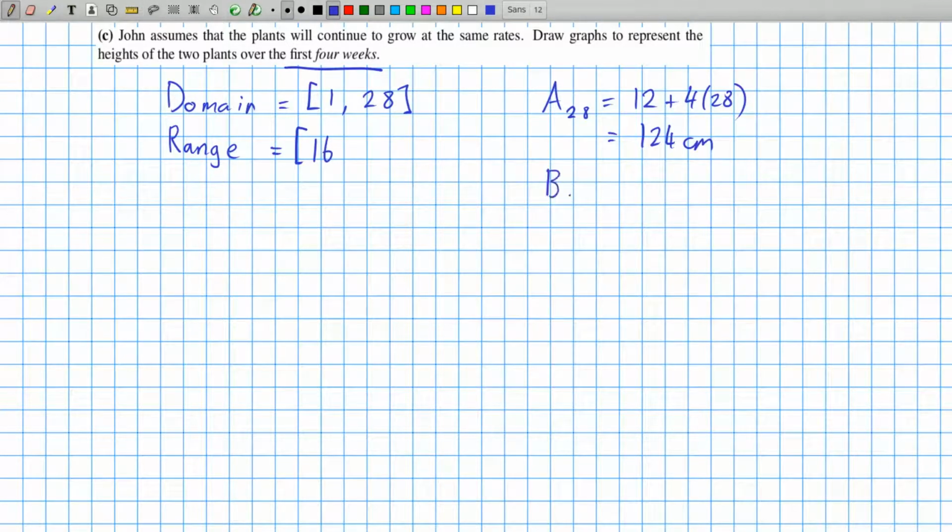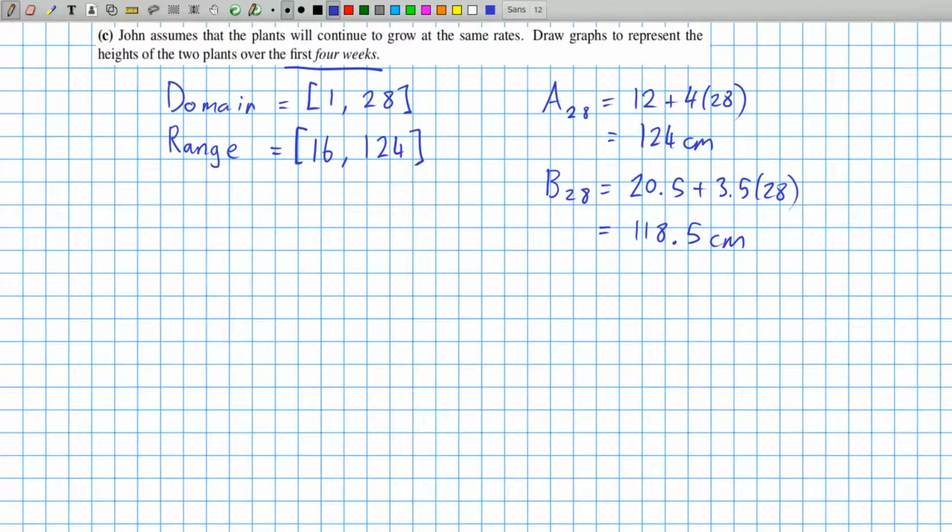The height of plant B after 28 days is given by 20.5 plus 3.5 times 28, based on our formula from the last question. And the result of that is 118.5 centimeters. So this is the tallest that either of the plants are going to reach within 28 days. So we take the biggest one of those, and that is the maximum height that our graph needs to be.